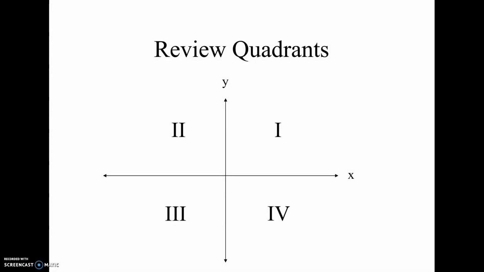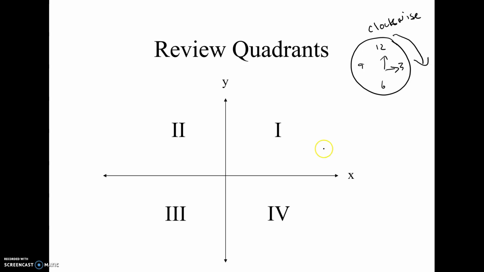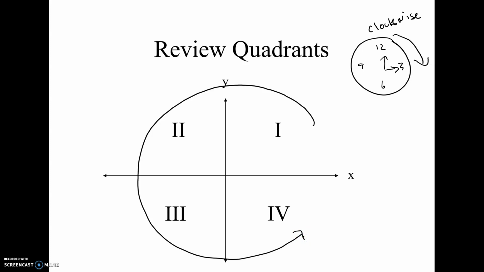So first off, you need to review the quadrants. We're used to things going in a clockwise order because that's how the hands of a clock work. Here's 12, 6 o'clock, 9 o'clock, 3 o'clock. So the hands on the clock move this way, and that's called clockwise. But in trigonometry, we think of things going counterclockwise. So you number the quadrants starting here, and you go in a counterclockwise order: 1, 2, 3, 4.